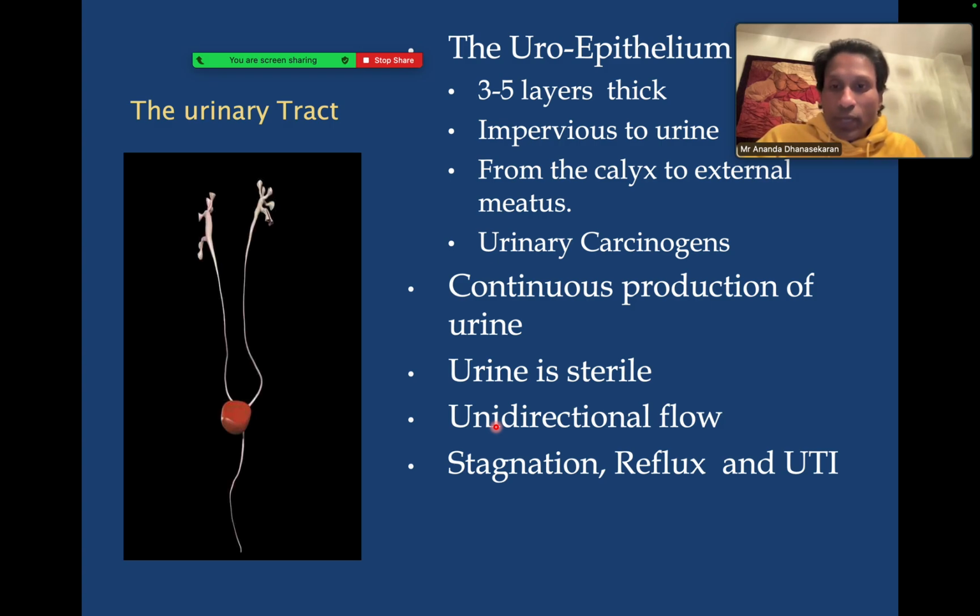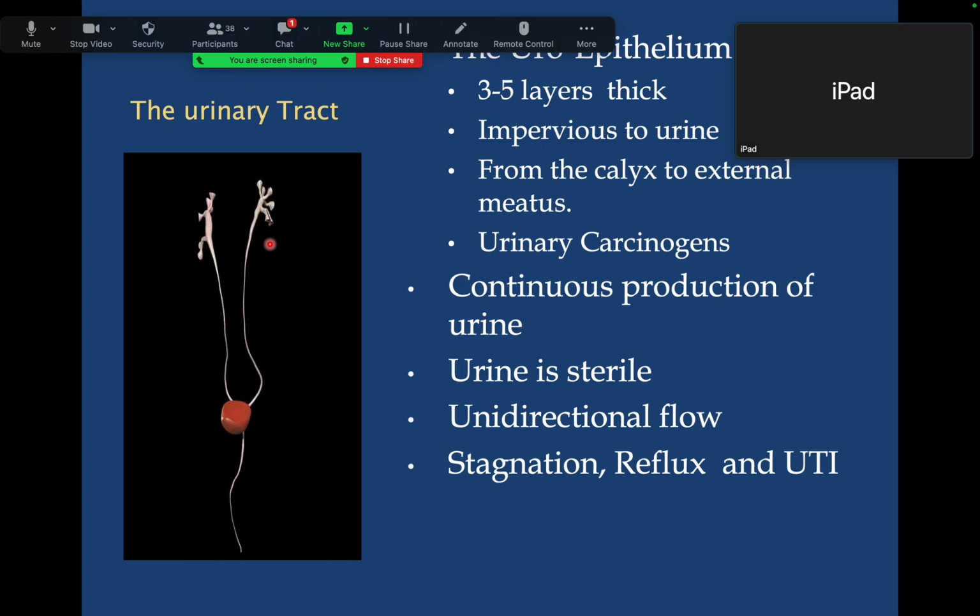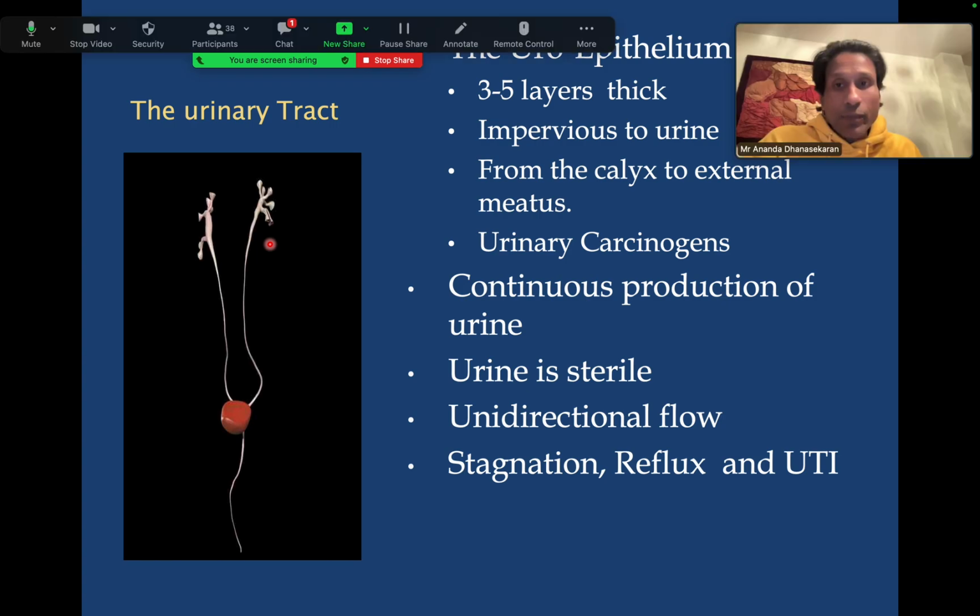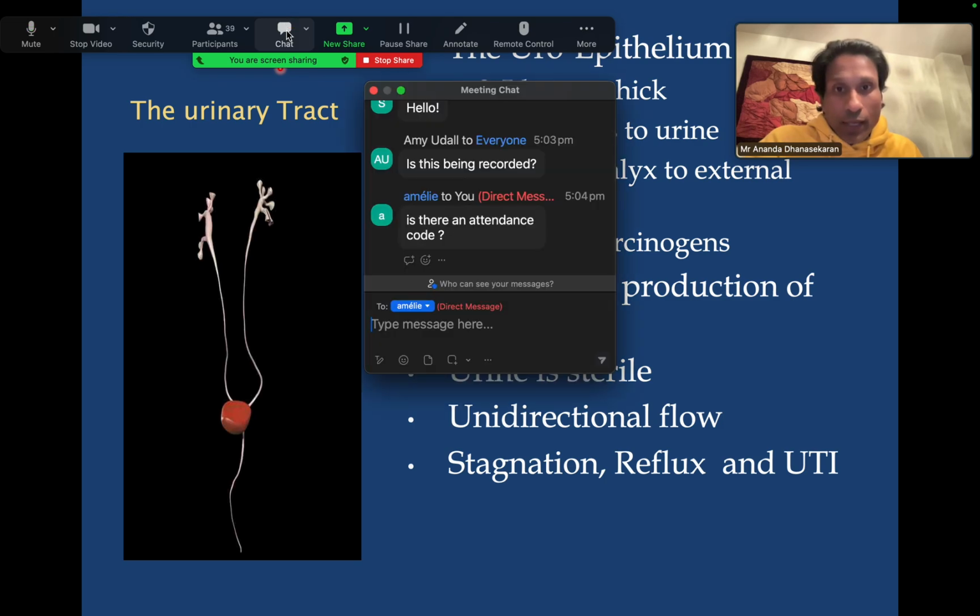This complete system is impervious to urine, which means the urine can't seep outside. If it happens, it is known as a urinoma, which indirectly means that the patient has got some problem to address.